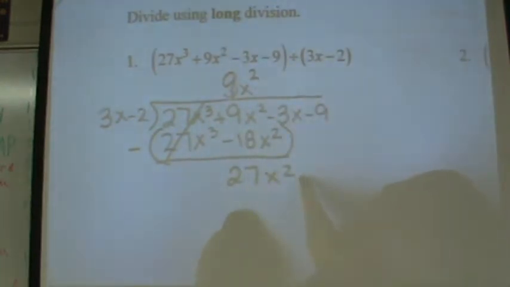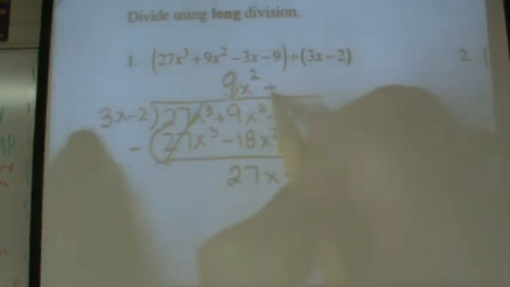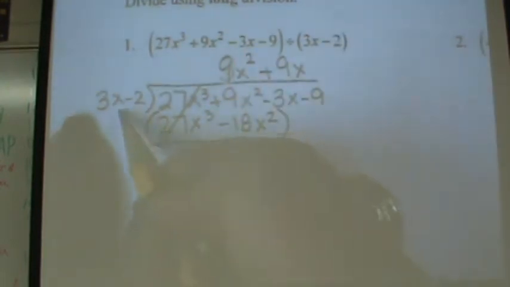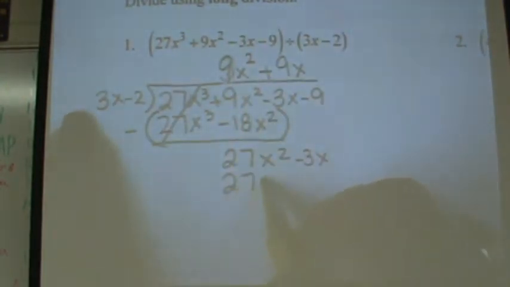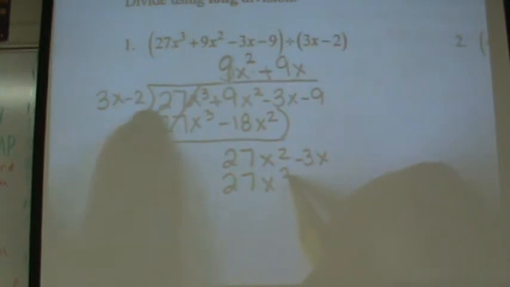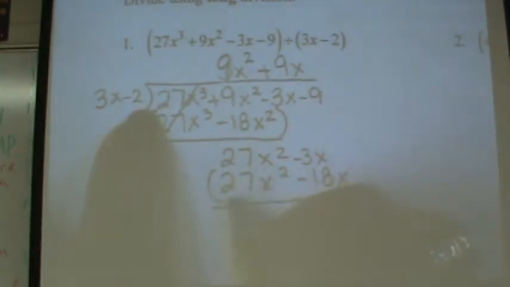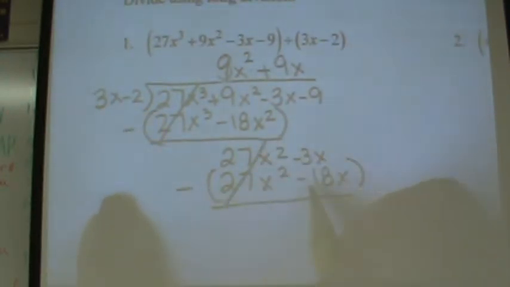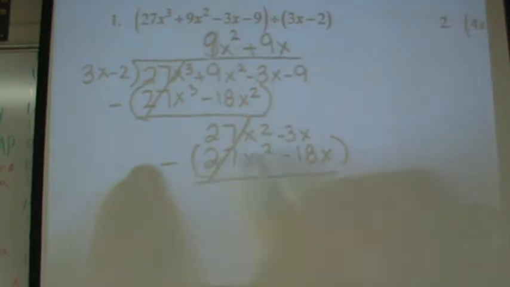Okay, now you're going to bring down negative 3x. 3x times what is 27x squared? So we need a 9x. 9x times 3x is 27x squared, and then minus 18x. We're going to subtract these two. These cancel. You get negative 3 plus, that's going to be a plus 18.